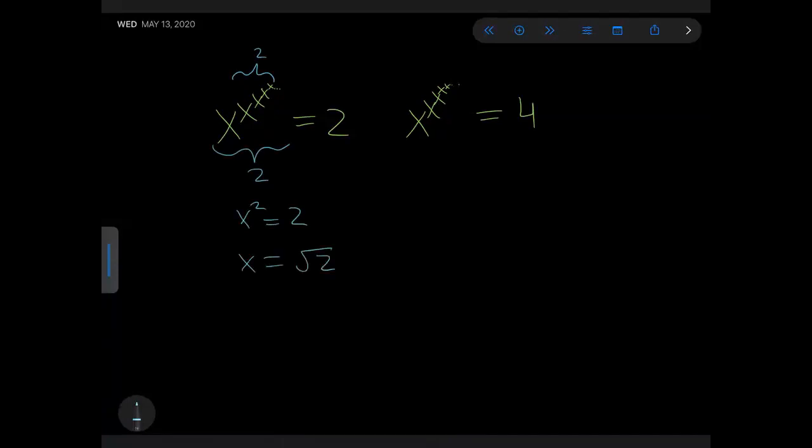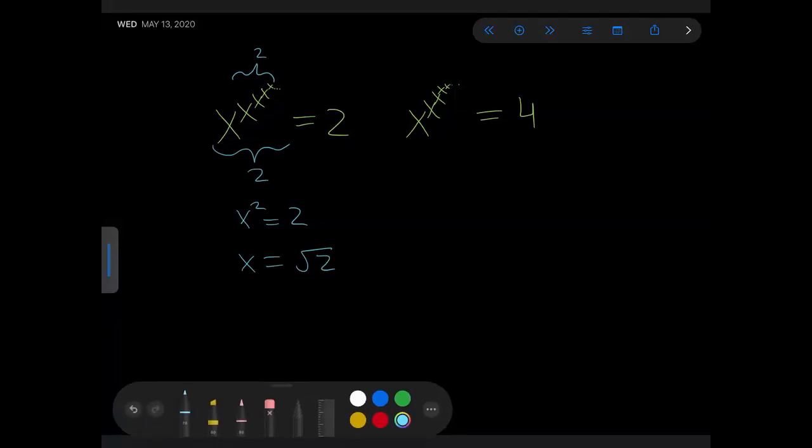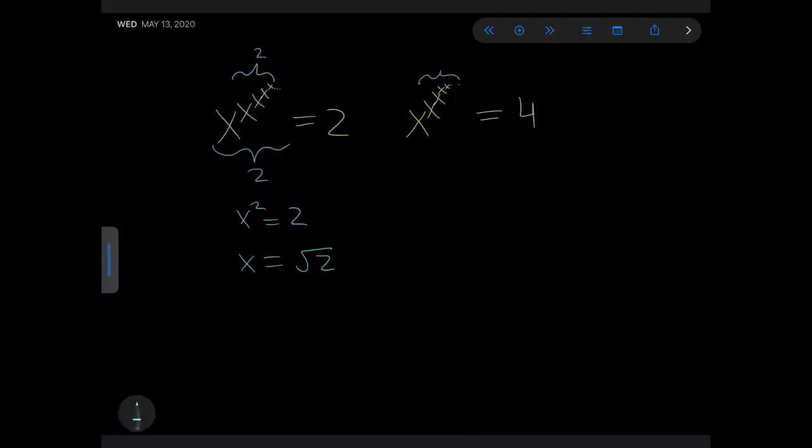Pretty simple, right? However, let's move on to the second problem to see what's wrong with this and why you've got to be careful. Change this to 4. x to the 4th is equal to 4. x is equal to square root of 2. Something's not right here.